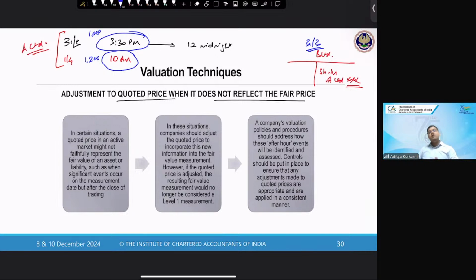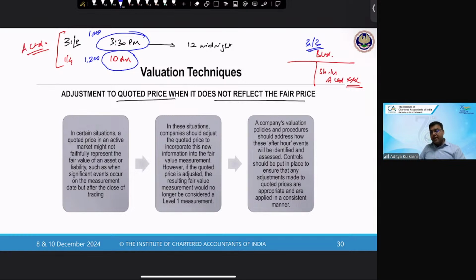That's right. You will be taking the value as on 1st April 10 a.m. valuation. But sir, if somebody looks at the quoted price on 31st March, he will see 1,000 rupees. Then he will look at your balance sheet and he will see 1,200. So therefore, is this a direct quoted price of 31st March? No, it is not a quoted price of 31st of March.